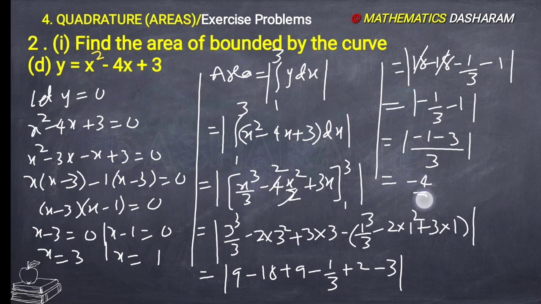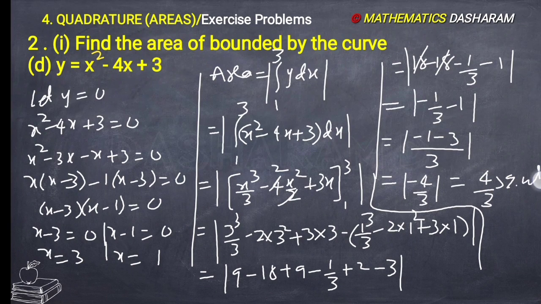So minus 4 by 3, and since the mod symbol is already there, it becomes positive. So 4 by 3 square units.